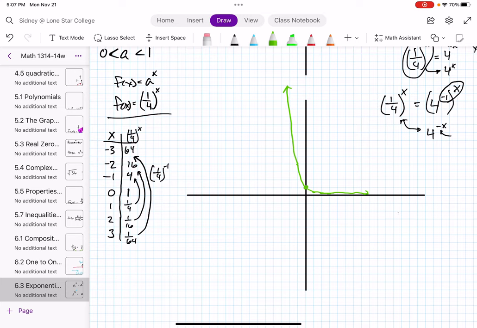So domain and range: I can plug in any positive or negative value. There's nothing that's going to blow this up. So my domain is, once again, all real numbers. And my range, although it's facing the opposite direction, it's flipped around, it still gets infinitely close to 0 without ever touching, and it still goes all the way up to infinity. So it is the same domain and range regardless of whether a is greater than 1 or between 0 and 1.